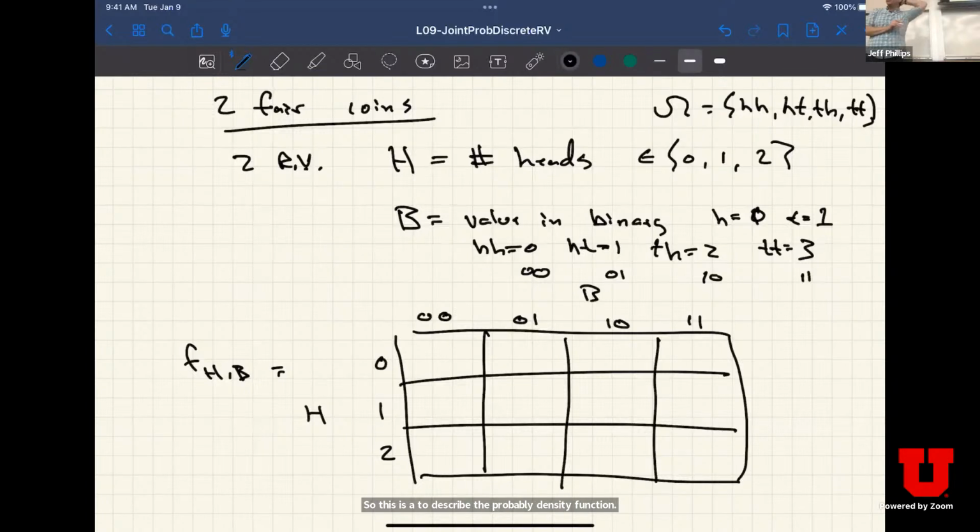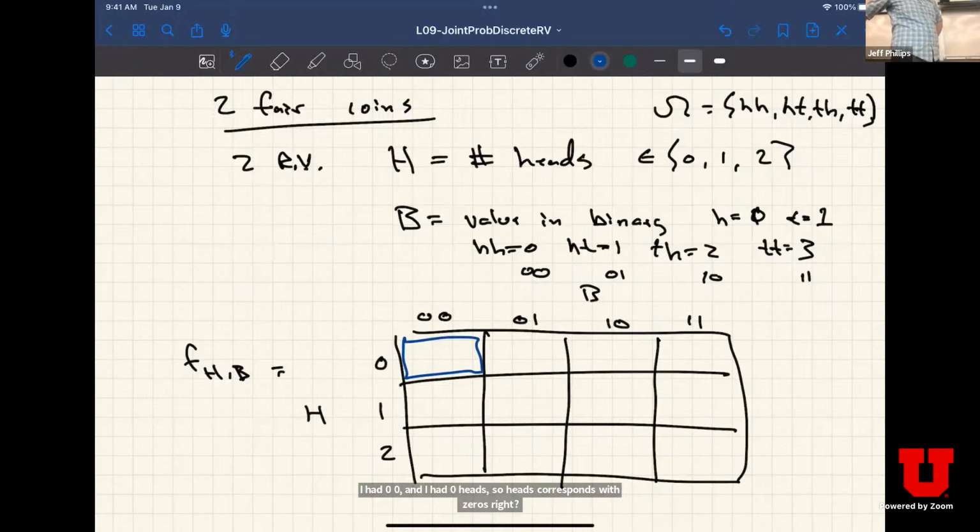Now I need to write down the probability of each of these things. What's the probability I got, let's start with 0, what's in this cell here? I had 00, and heads corresponds with zeros. So if I had 00, how many heads did I have?